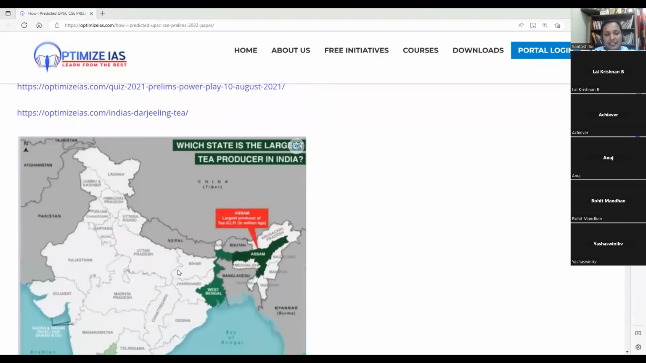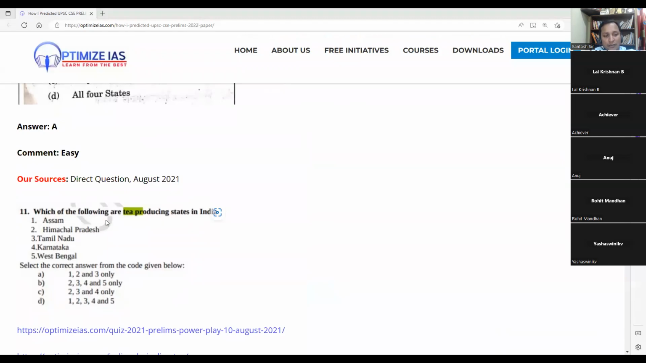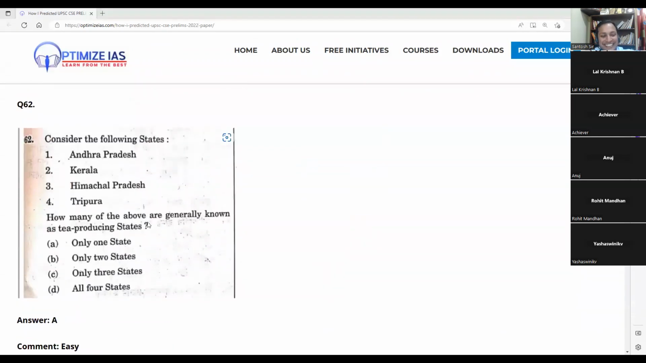Then you see chai, tea. Exactly, I had guessed it. Tea is going to come. Which of the following are tea producing states in India? See, which of the following is the tea producing state in India?